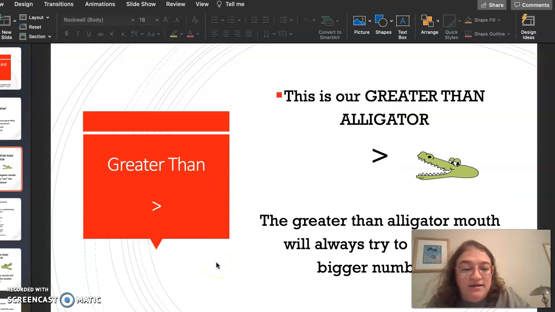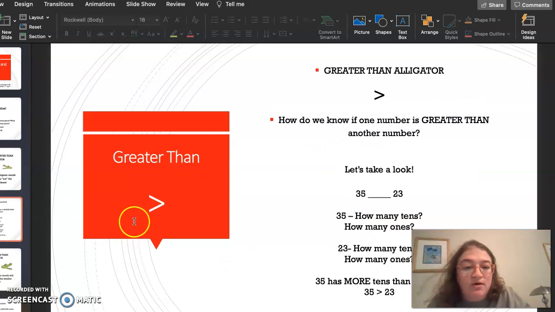Greater than. This is our greater than alligator. This symbol, with the alligator mouth pointing towards a big number, means greater than. The greater than alligator mouth will always try to eat the bigger numbers. Okay, so we have our greater than alligator.